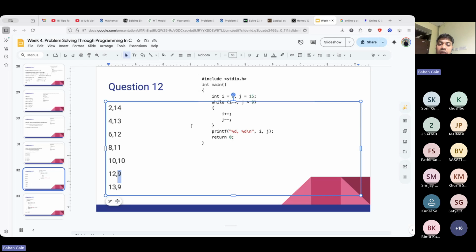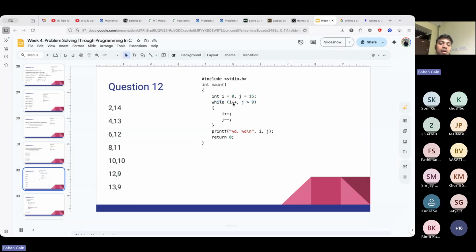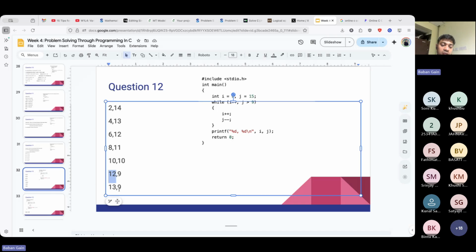9 greater than 9 will be false, but with left to right operation, i plus plus will again get executed. The value of i was 12, and it will become 13 because of the i plus plus operation. Then at this time, it will not go inside the loop because j greater than 9 is false. It will exit and print the value. So the value will be 13, 9. I hope it is clear.